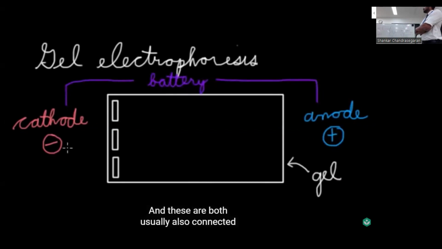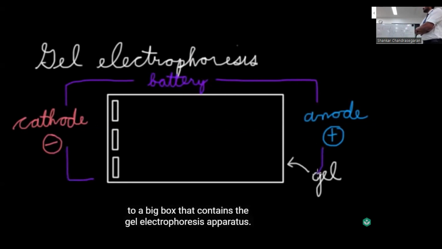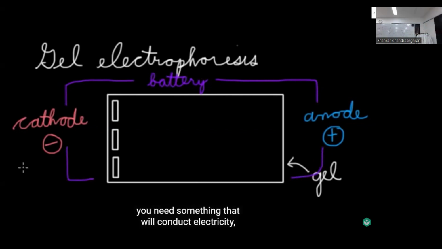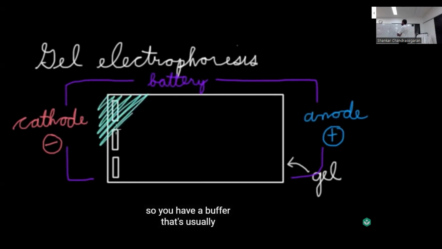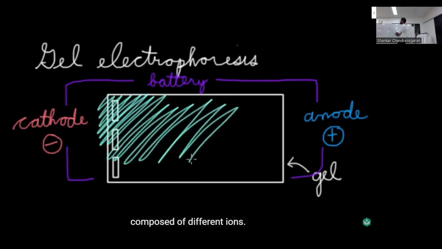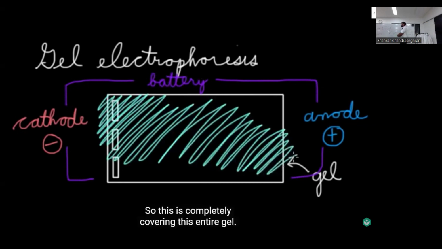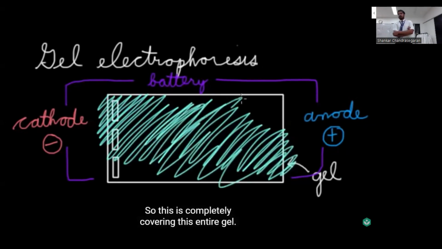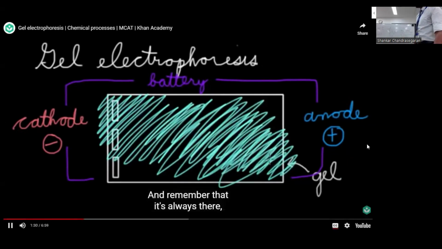And these are both usually also connected to a big box that contains the gel electrophoresis apparatus. In order for charge to flow across, you need something that will conduct electricity. So you have a buffer that's usually composed of different ions. So this is completely covering this entire gel. And remember that it's always there, but I'm going to erase it just because it's going to get a little messy.